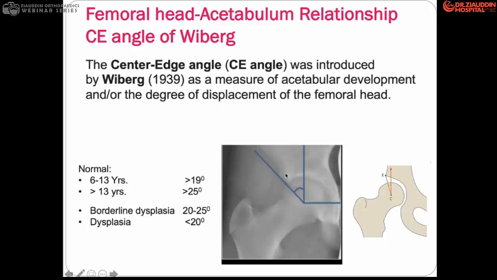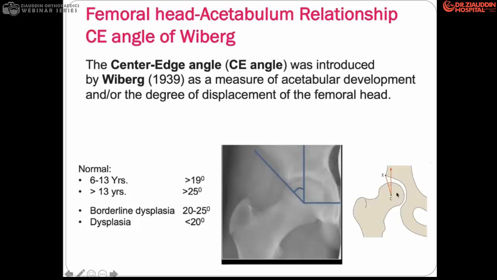If this angle increases like this, it means the coverage is more on this side. If this angle reduces, it means bony coverage is less. After 13 years, this must be 25 to 45 degrees; 35 to 45 degrees is acceptable. But if the angle reduces, it means the head is uncovered. If the angle goes to the negative side, it means a protrusio acetabulum.